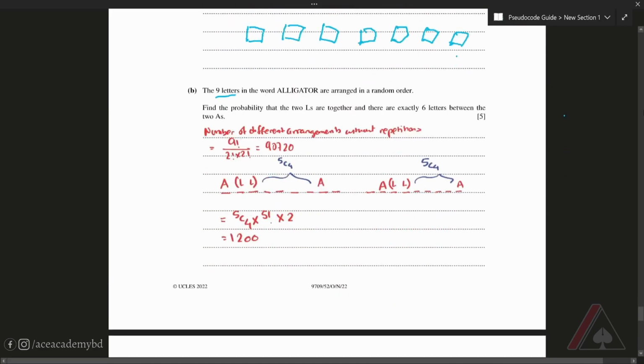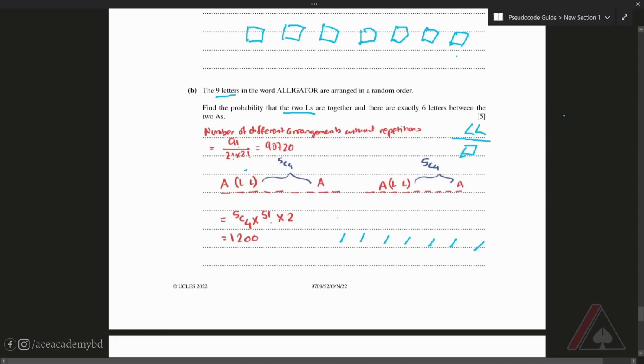Now in B, they told us to find the probability that the two L's are together. So the two L's are considered as one singular box again, and that there are exactly 6 letters between the two A's. So assuming the two L's are one box, let's take out the A's from the equation. There are 7 letters left. 1, 2, 3, 4, 5, 6, 7.